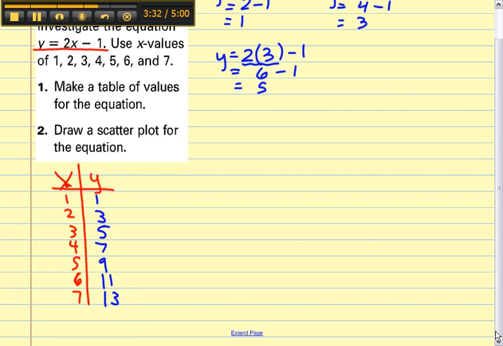Let me draw my coordinate plane here. Let me ask you this. What's the highest the Y's need to go, Sean? 13. So you know what, Sean? I may actually make each one of these little things count for 2. 2, 4, 6, 8, 10, 12, 14.